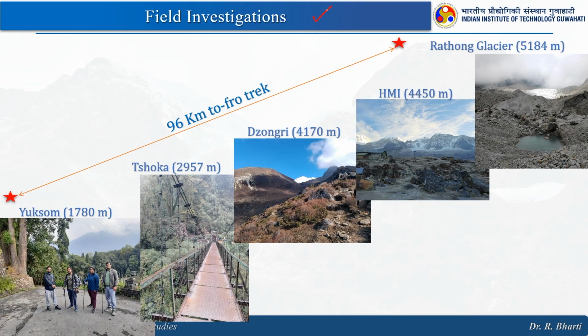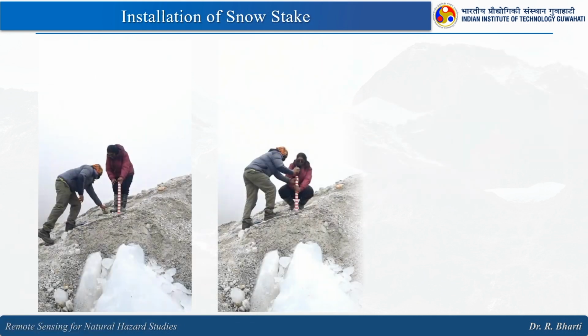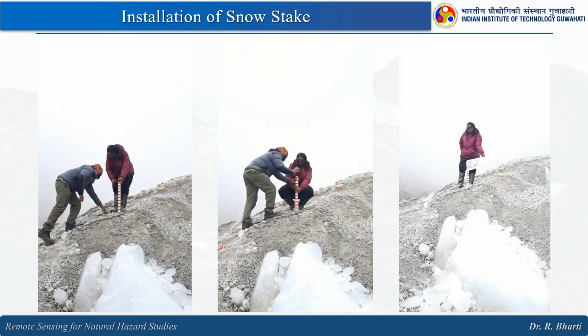For this snow depth study, we have done field work where we have trekked for 96 kilometers and reached this Rathong glacier, where we have tried to install the snow stake, and that is a manual snow stake. So, you can see this is during the ablation period. This surface is not having the snow, but this is the part of the main glacier body. So, this is the Rathong glacier, right. Here we have installed it, and every year we have to collect the information on how much precipitation has occurred with respect to last year or last season. So, this is how we are trying to do it for the snow depth.